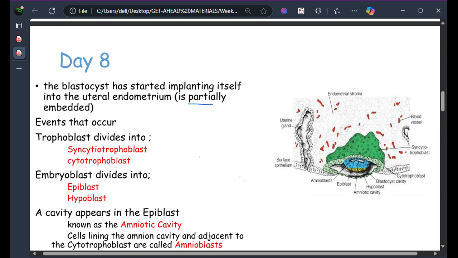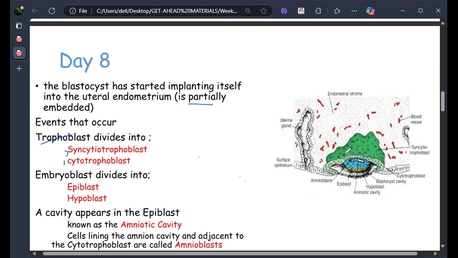Which are those structures? The trophoblast will change into the syncytial trophoblast and the cytotrophoblast as well. So the trophoblast, the outer cell mass, divides into the syncytial trophoblast and the cytotrophoblast. Where are these structures? Here we are seeing them. So this is the syncytial trophoblast, the one in the darker shade of green, and the cytotrophoblast is the one in the lighter shade of green.